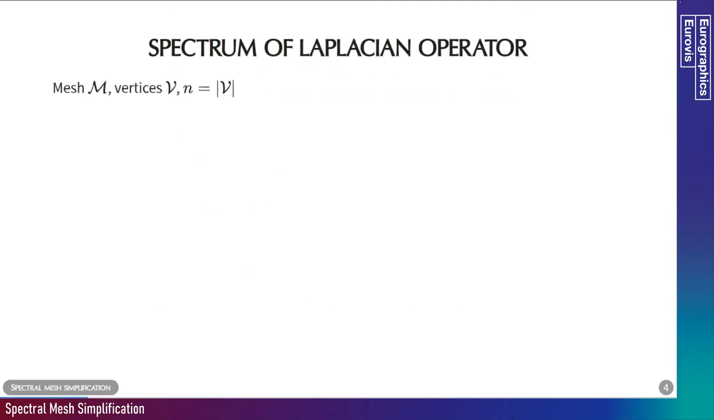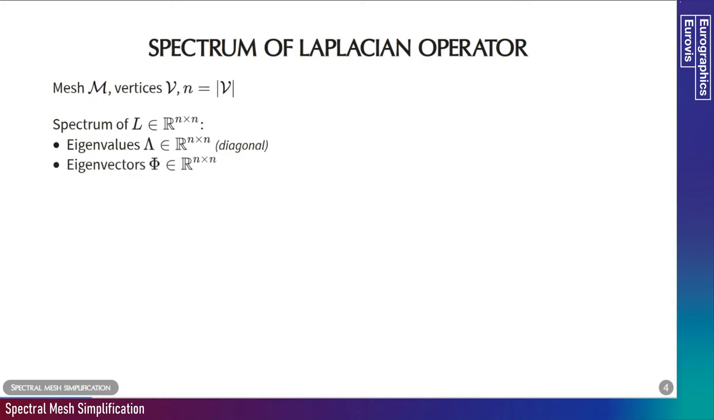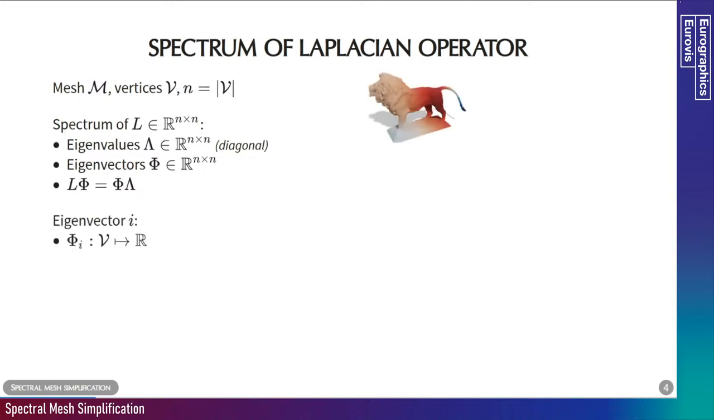Let's take a mesh M with n vertices. Noting L its Laplacian operator, the spectrum is given by its eigenvalues, here in the diagonal matrix lambda. Those eigenvalues are positive or null, ordered, and are associated with eigenvectors in the matrix phi, both of them solutions to the eigenvalue problem L phi equals phi lambda. More concretely, we can look at a single eigenvector as a function associating a scalar to each vertex of the mesh, which we can color code. It is also a solution to the eigenvalue problem with its corresponding eigenvalue.